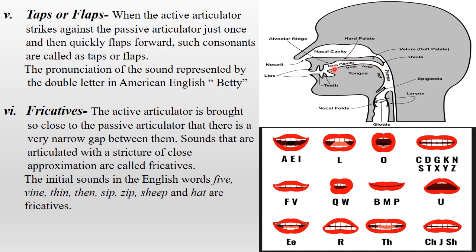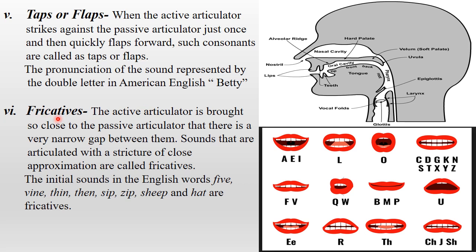So here the active articulator, that is the tongue, quickly strikes against the passive articulators and quickly flaps forward. So the double letter here is T, and in American English this Betty is pronounced as Betty. So it is quickly striking here and moving forward.